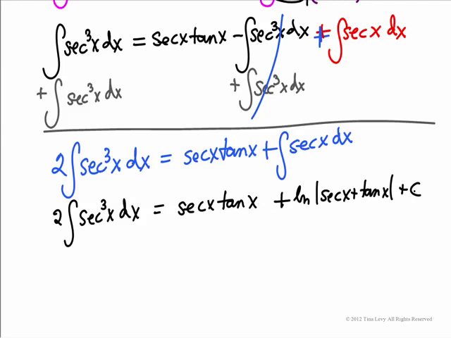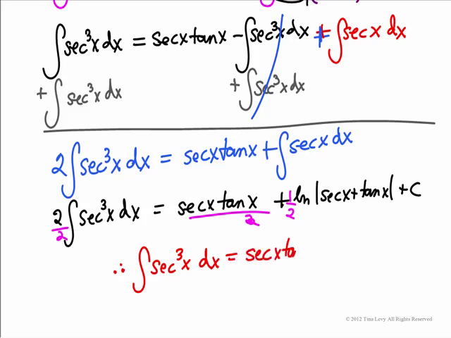And sure enough, the last step is we will divide by 2. Dividing by 2, we can put a half here. And we don't have to divide the constant by 2. It stays. Therefore, we get that the integral of secant cubed x dx is just secant x tangent x over 2 plus 1/2 the log of secant x plus tangent x, plus a constant. And we could do the same with the integral of secant to the 5th.